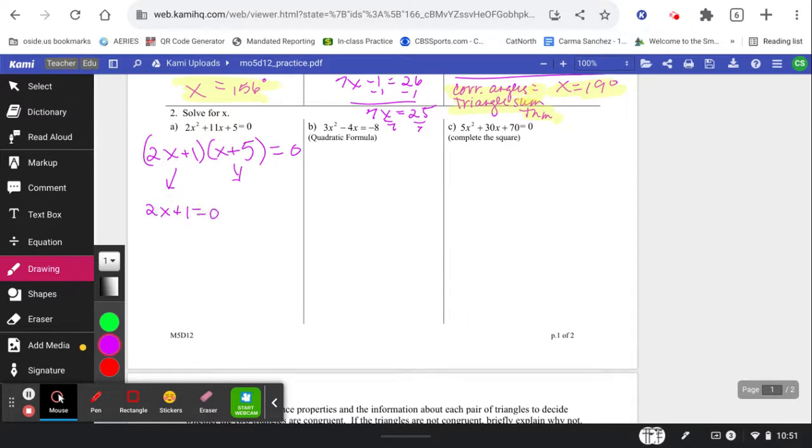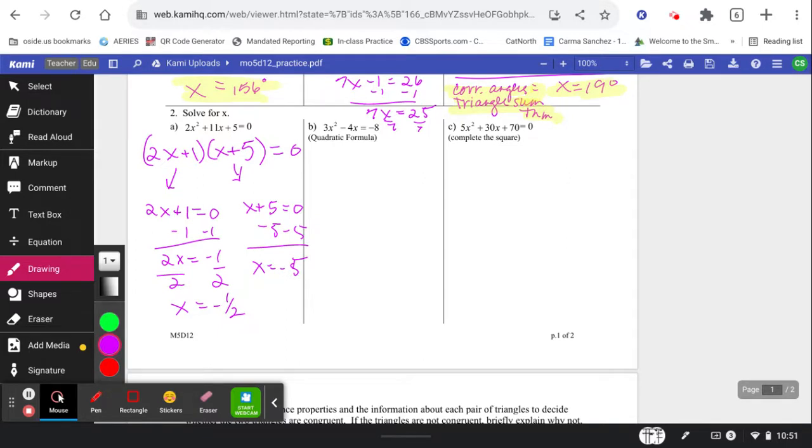2x plus 1 equals 0. X plus 5 equals 0. I get one solution of negative 1/2 and a second solution of negative 5.